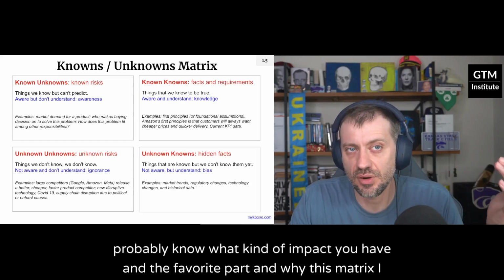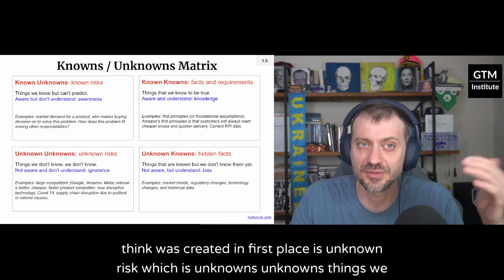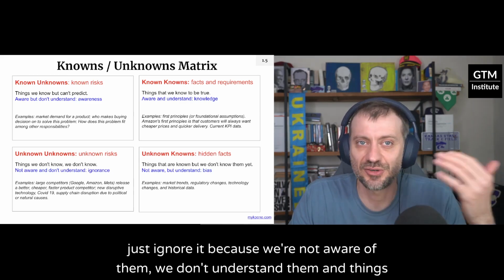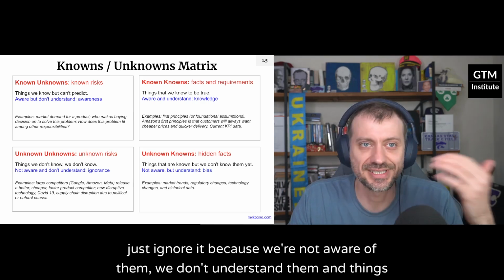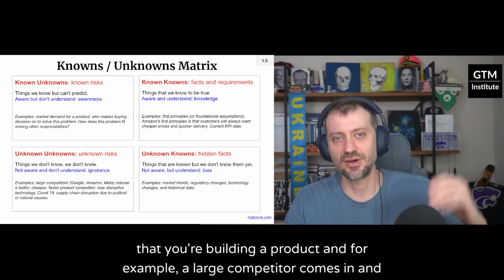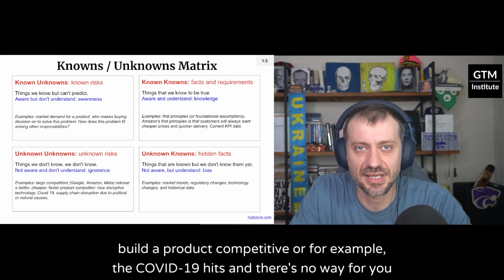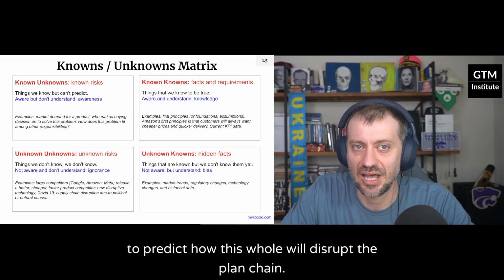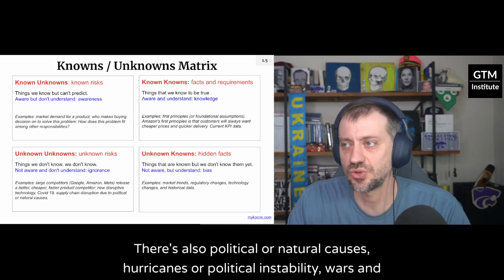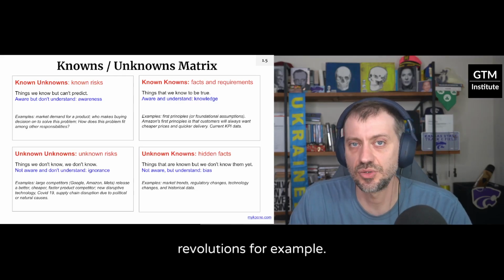And my favorite part, and why I think this matrix was created in the first place, is unknown unknowns: things we don't know that we don't know. We just ignore them because we're not aware of them and we don't understand them. For example, while you're building your product, a large competitor comes in and builds a competitive product. Or COVID-19 hits and there's no way for you to predict how it will disrupt the supply chain. There are also political or natural causes: hurricanes, political instability, wars and revolutions, for example.